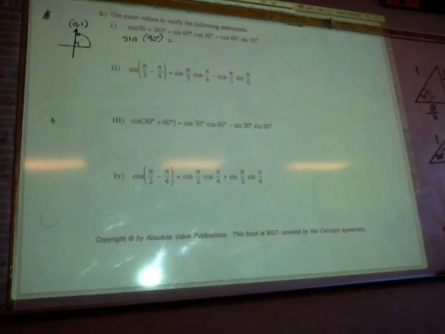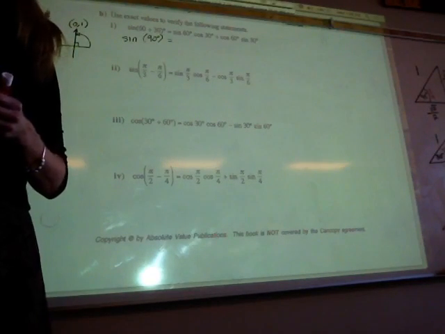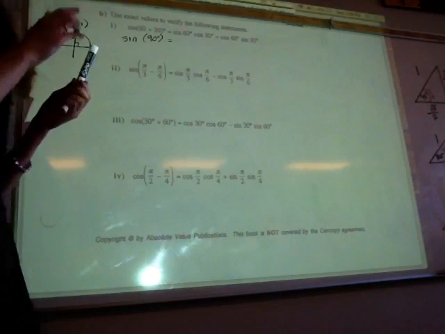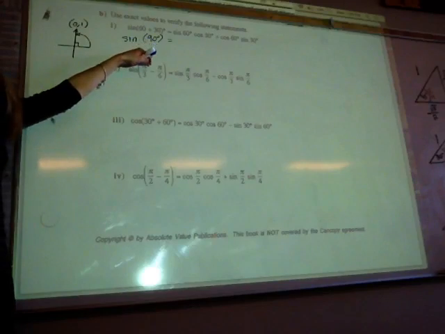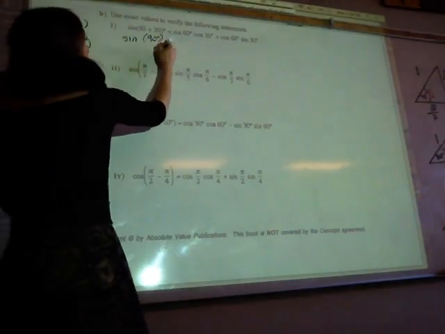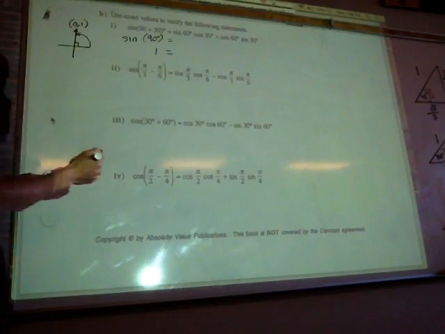Sine, is that an x-coordinate or a y-coordinate? You guys remember? It's the y-coordinate, opposite. So that's going to be equal to 1. Or you could just put sine 90 in your calculator, you'll get 1. So left-hand side is 1. Let's see if we also get 1 on the right-hand side.